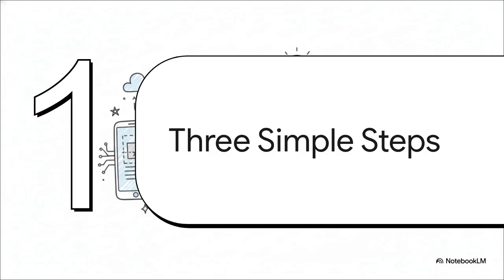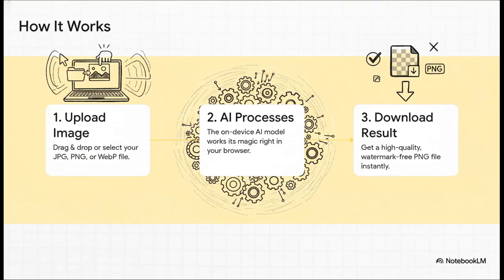Okay, so if it's this private and this powerful, it's got to be complicated to use, right? Nope, not at all. The whole thing is incredibly simple. It is literally this easy. Step 1, you drag and drop your image onto the page. Step 2, the AI does its magic right there on your computer, and we're talking a few seconds, not minutes of waiting. And step 3, you just download the result. A perfect, high-quality image with a transparent background and, get this, absolutely no watermarks.